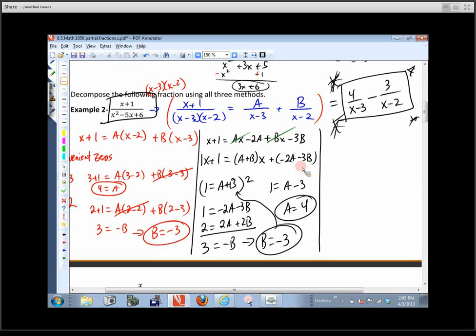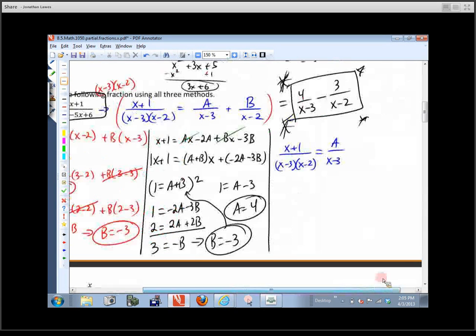Any questions there? Okay, would you like to see what Mr. Heaviside came up with? Yeah. Okay, so here's how you do it. I'm going to write this blue thing again. x plus 1 over x minus 3, x minus 2 equals a times x minus 3 plus b times x minus 2. Everybody with me? Just rewrote that.